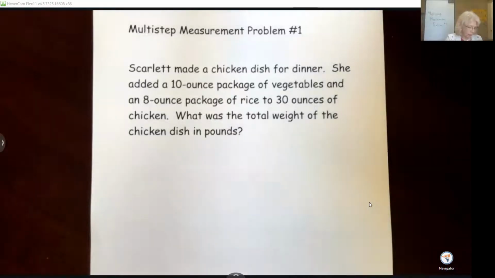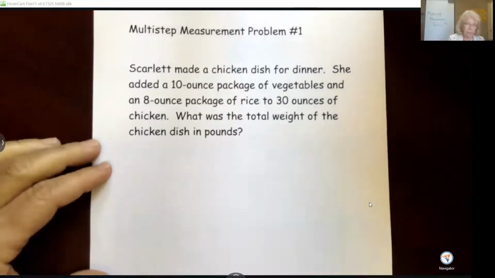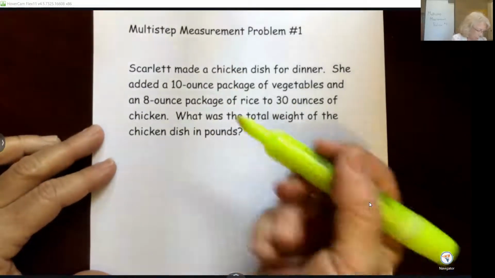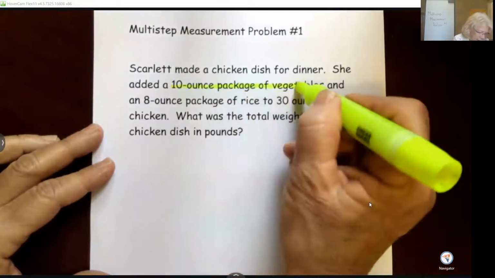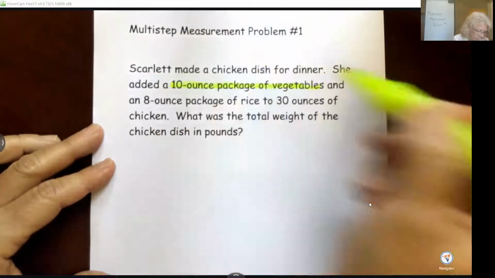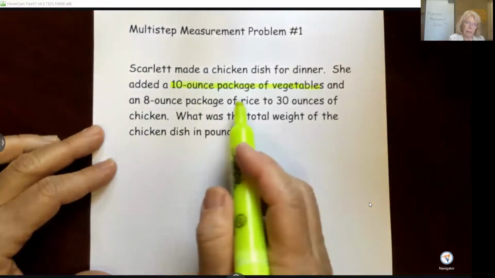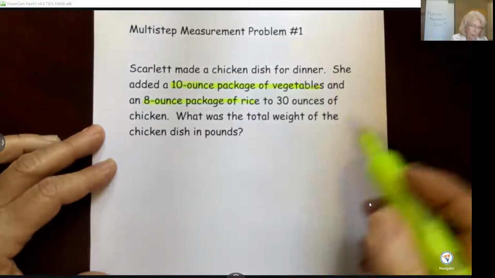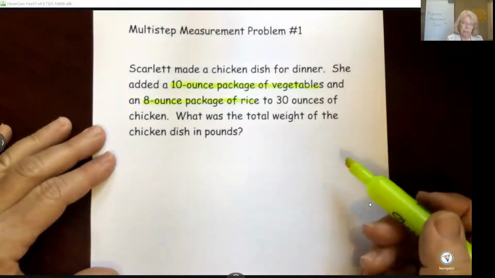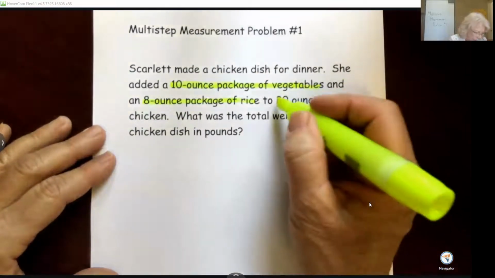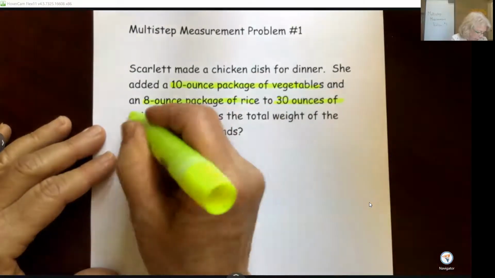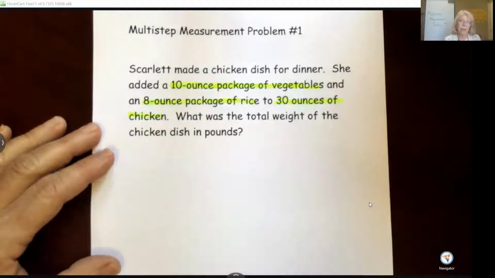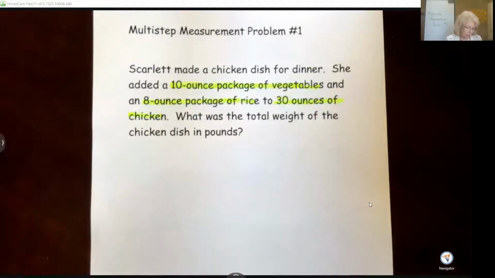Okay, so we're gonna go ahead. Scarlett made a chicken dish for dinner. She added a 10-ounce package of vegetables, so I'm gonna highlight that, 10-ounce package of vegetables, and an 8-ounce package of rice. It's her second ingredient for her chicken dish, to 30 ounces of chicken. What was the total weight of the chicken dish in pounds?